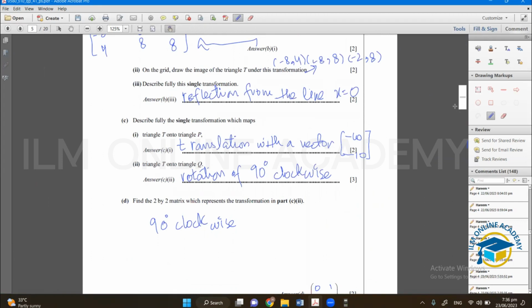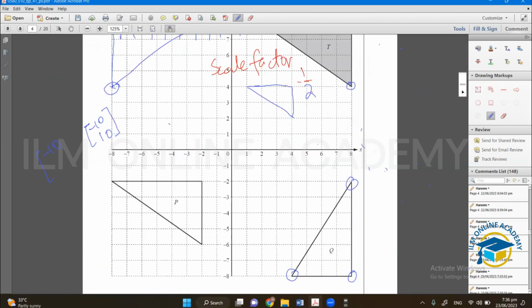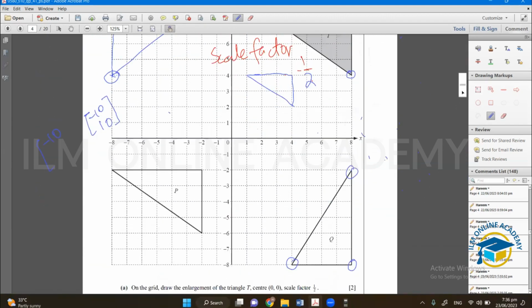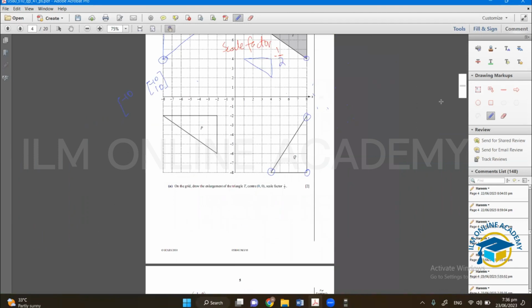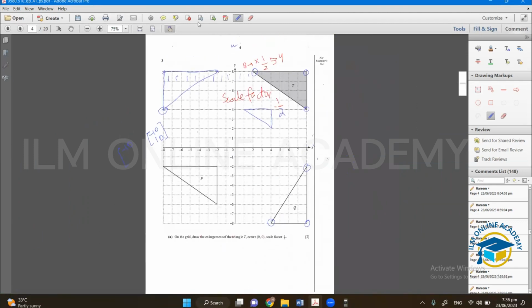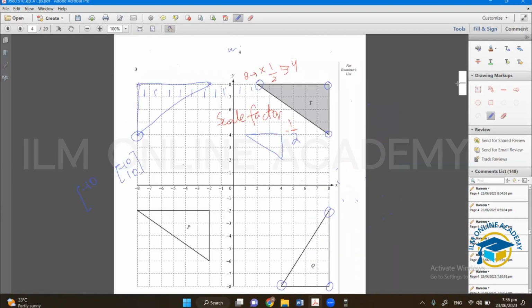Now if I map the triangle T onto triangle Q, what is happening here? Okay, if you can see now a little bit, let me zoom this out. Yes. So a little zoom in. Yes.